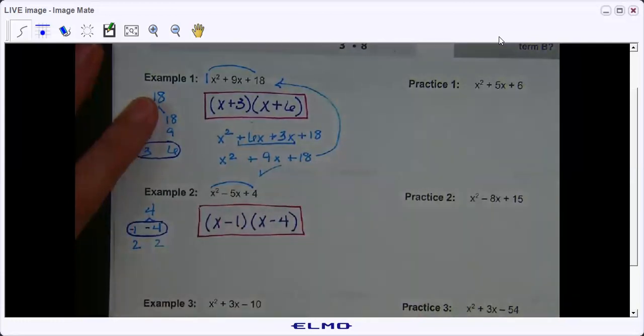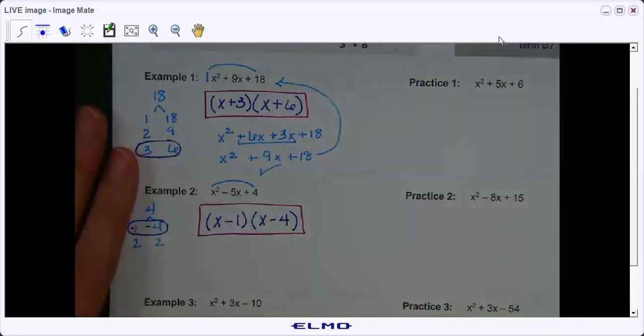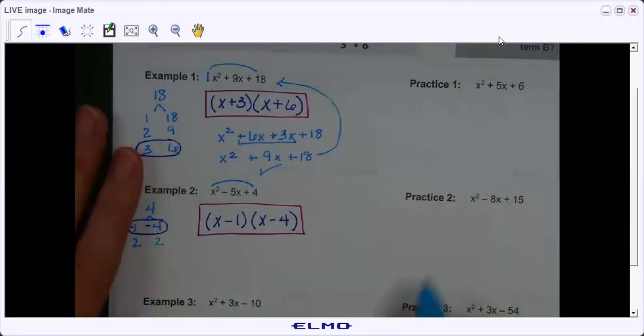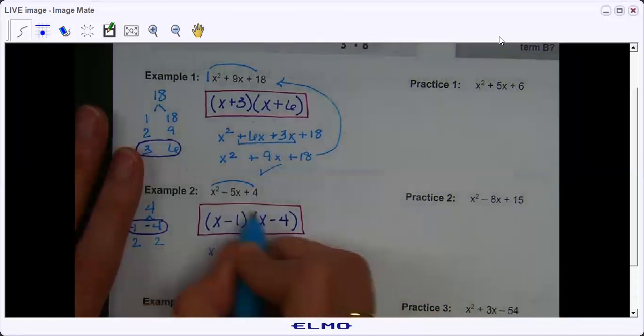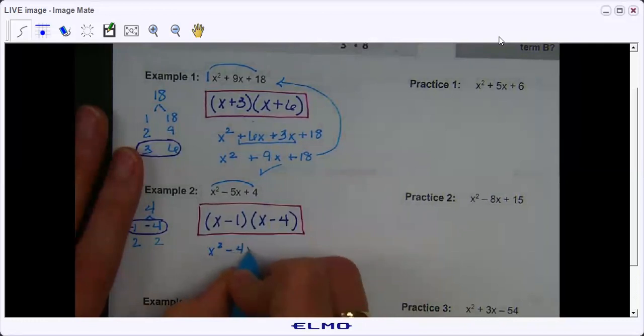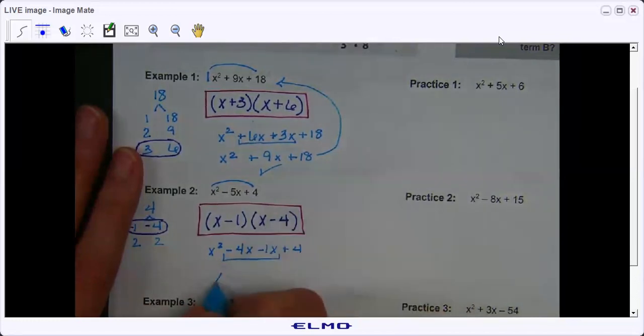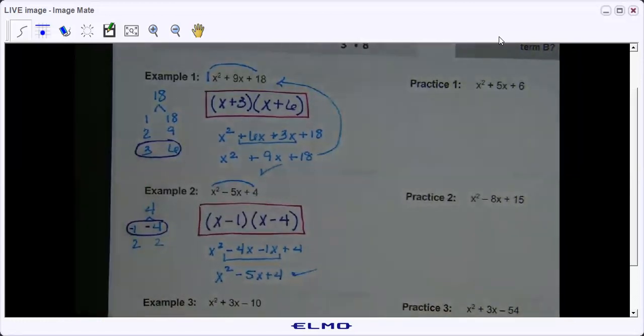Now, again, if you would like to check to make sure that you've factored it out correctly, you can distribute the first binomial to the second binomial to check your work. So I have X times X is X squared. X times -4 is -4X. -1 times X is -1X. And -1 times a -4 is a +4. Combine your like terms, and we have X squared minus 5X plus 4. That does match this up here, so that would be correct.